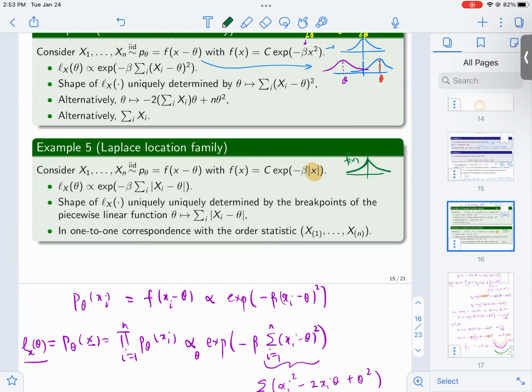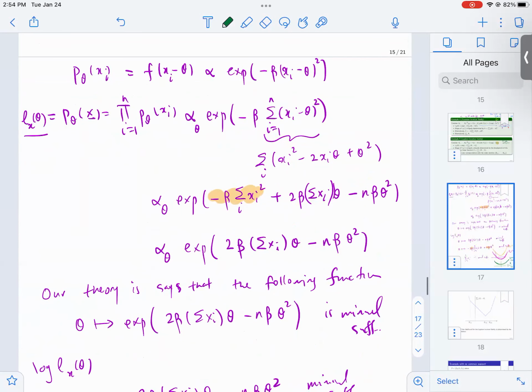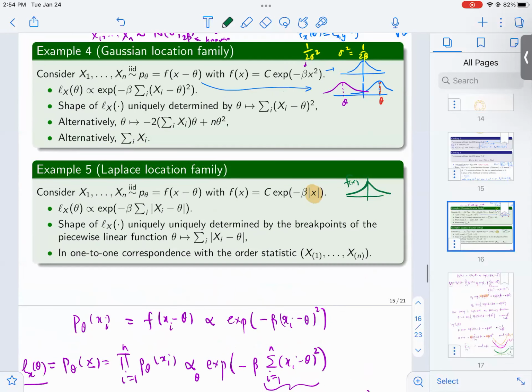This is minimal sufficient, okay? There's no squaring it to simplify. I mentioned it here: this is minimal sufficient, but there is more. I can do a little bit of calculation to show that this is also bijected to the summation of xi. Here, this is minimal sufficient in the first step, and it doesn't look like it simplifies.